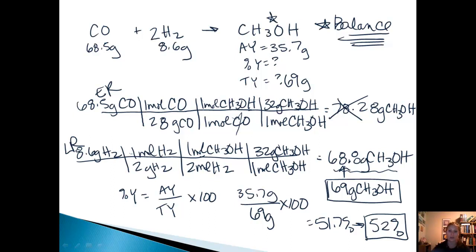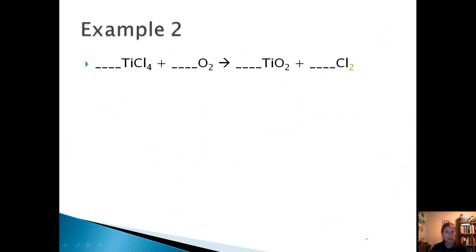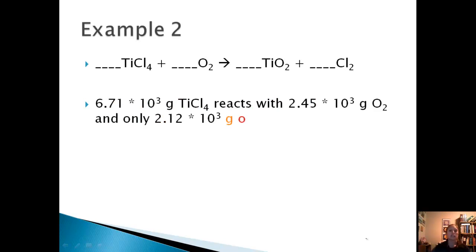So you may have to determine the limiting reactant first to decide how much product is theoretically going to be produced, and then given actual yield from the experiment, so it would have to be given, you can find percent yield. So let's try one where we need to find actual yield given percent yield. So here's our reaction.